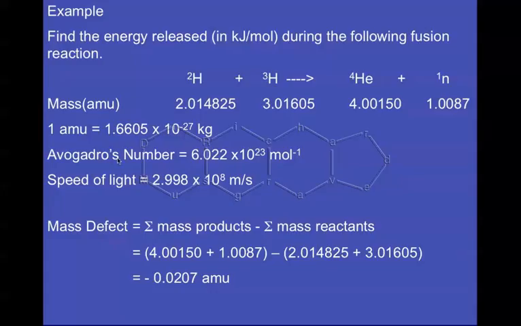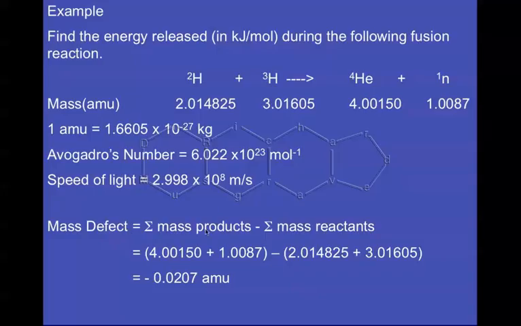The other thing you're given is going to be Avogadro's number, because that will allow you to convert something to moles. And then you've got the speed of light, 2.998 times 10 to the 8th meters per second. So you can imagine that when you square that number, you're going to get a pretty big number in the end. Alright, so the first thing you're going to do is you're going to calculate the mass defect.